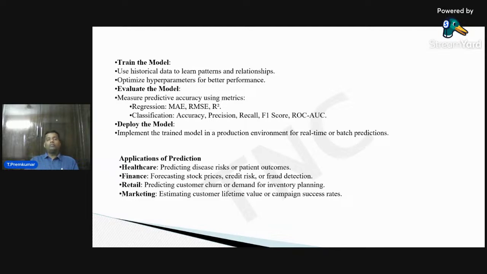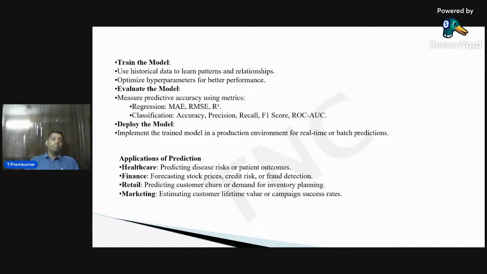After training the model, we go for the evaluation. This evaluation can be measured using predictive accuracy with metrics like MAE as well as RMSE, root mean square error, as well as classification metrics like precision, recall, F1 score, and ROC AUC. The next step after training and evaluation is deployment.